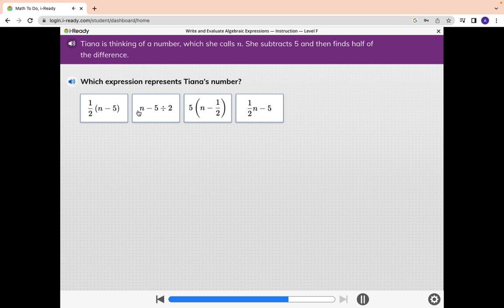Okay, so we need to start off with our starting number, n. So it could be this one, right here. So we need to subtract 5. So n minus 5. This shows n in parentheses minus 5, so we're going to do n minus 5 first in this equation, and then whatever n minus 5 is times 1/2 is basically dividing it by 2, so this expression represents Tiana's number, whatever it is.